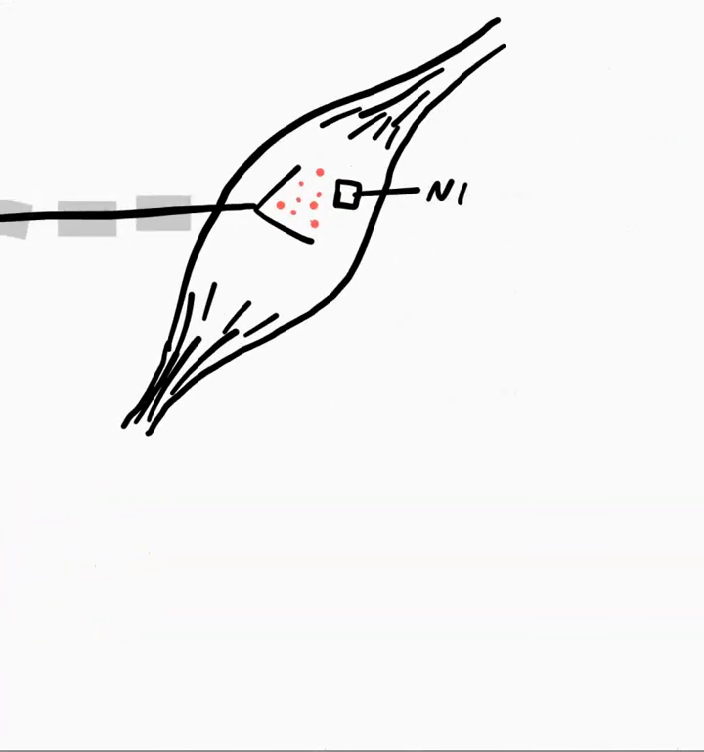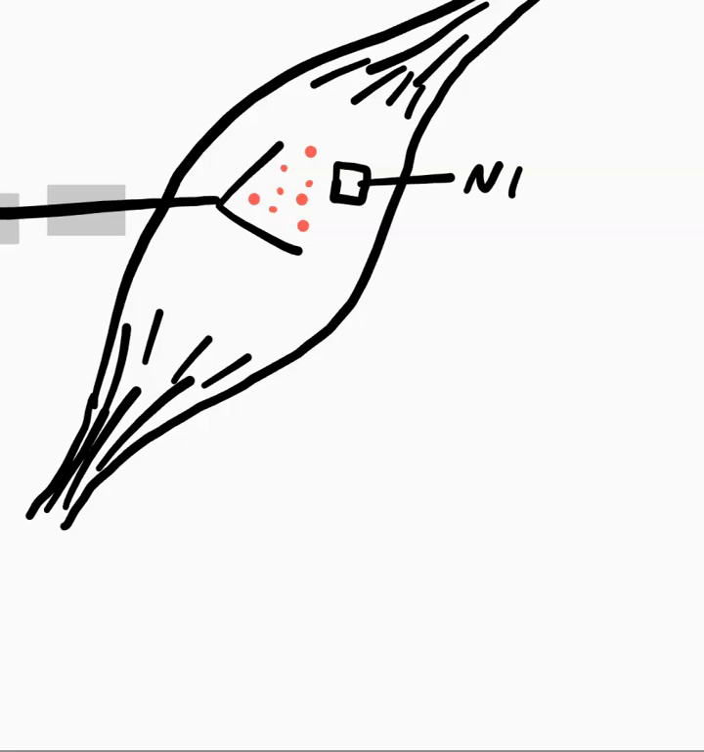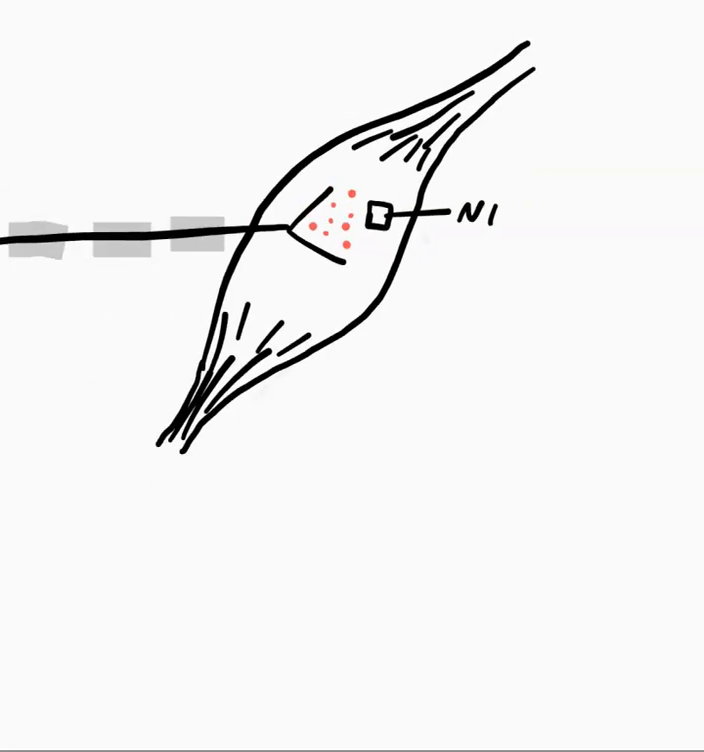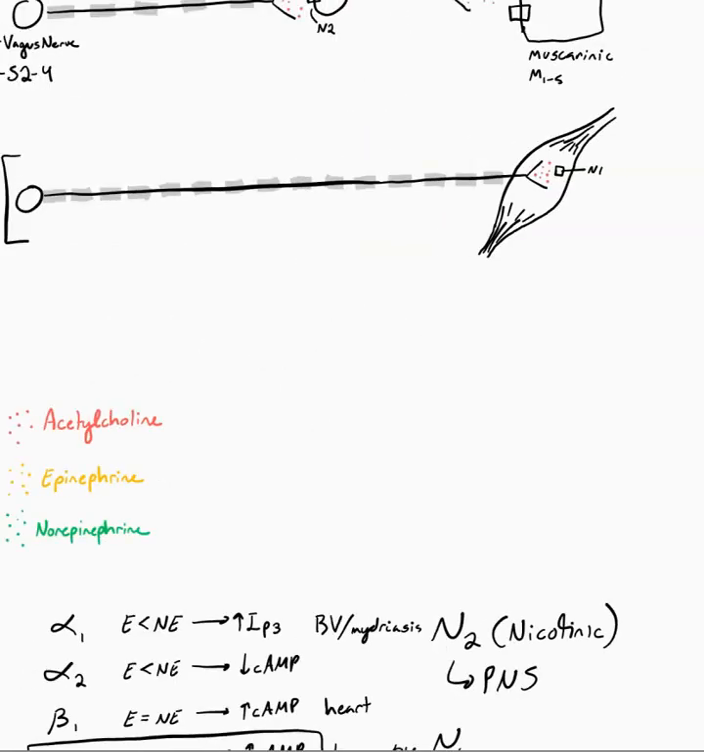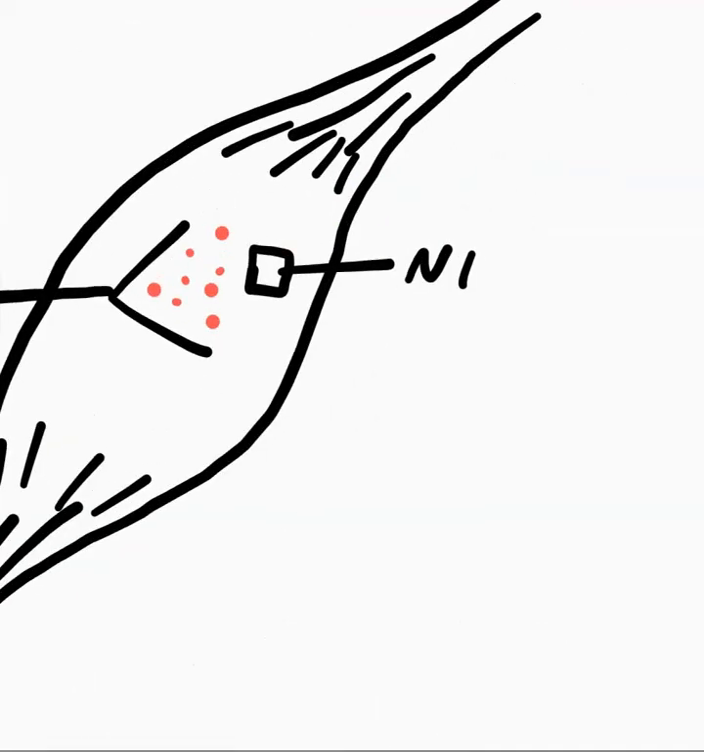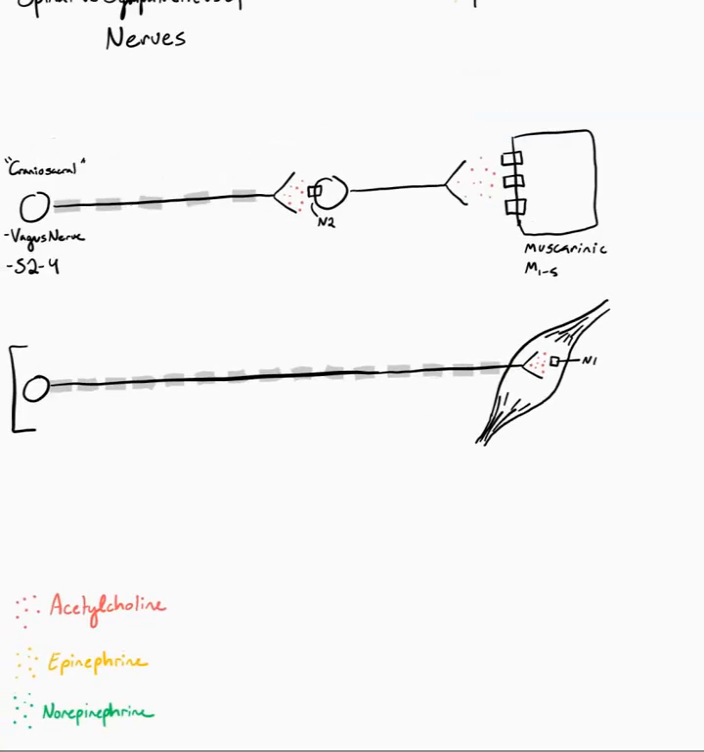And then it innervates right into the muscle fibers, to the specific muscle cells, and it releases, as we have labeled, acetylcholine, to an N1 receptor, a nicotinic 1 receptor. And so that's the somatic nervous system.